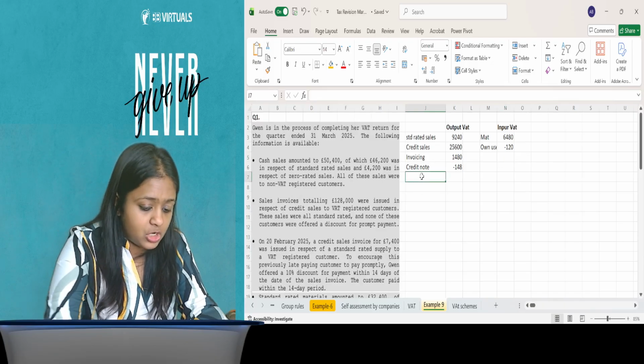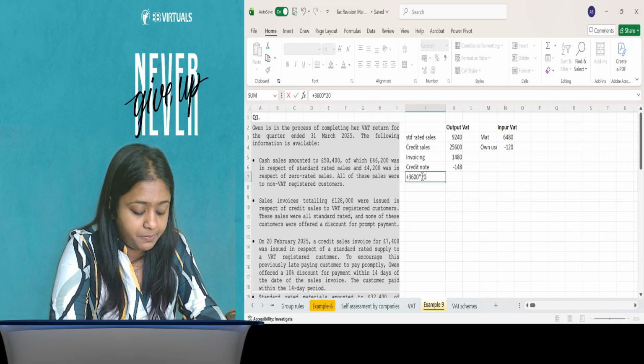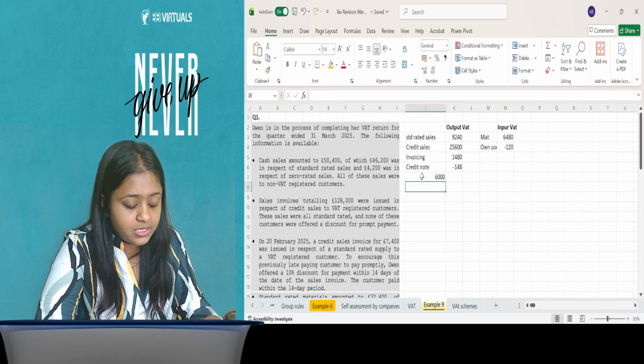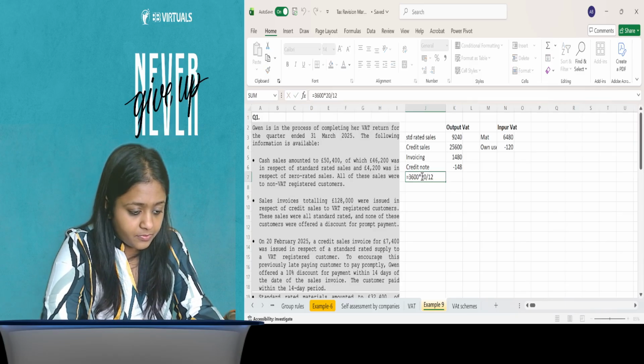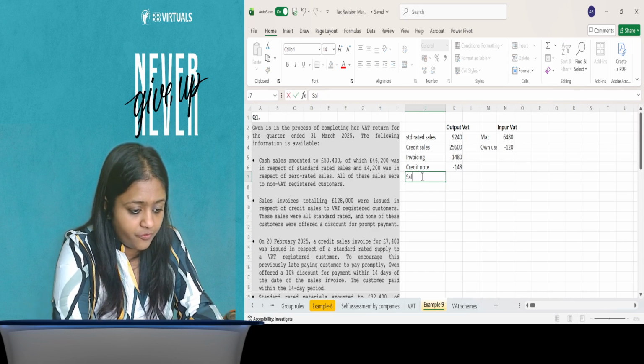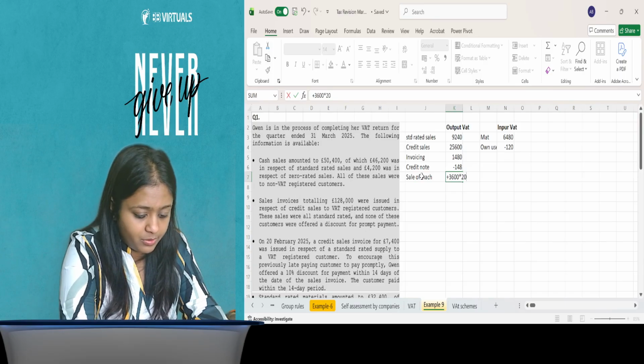So I will charge output VAT on 3600. This is inclusive of VAT, so we'll take 20 by 120. Right? 20 by 120 we will take here. So this is the sale of machine: 3600 multiplied by 20 by 120.